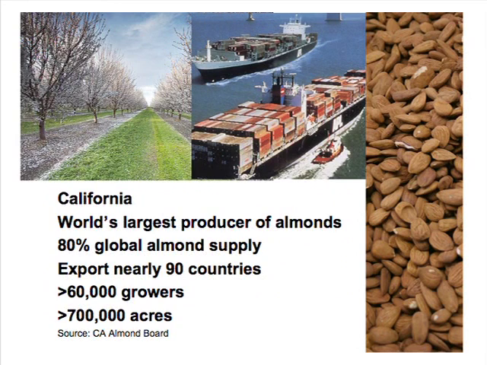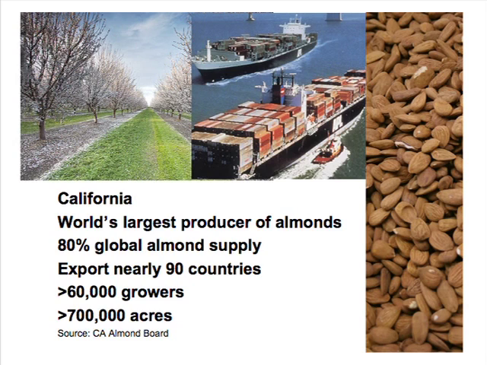So almonds. Almonds is a really big industry. It's over a $2 billion industry for California. In fact, it's the most valuable agricultural export from the US. We make lots and lots of money with almonds. We produce 80% of the world's almonds, and we export to nearly 90 countries. We have over 600,000 acres planted with almonds and over 60,000 growers.